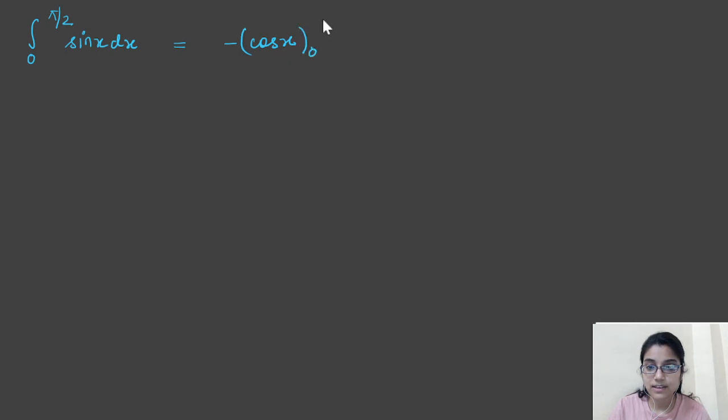So what is that question? If somebody asks you to find the integral from 0 to pi by 2 of sin x dx, you know very well what the answer is. On integrating you get minus cos x, then you apply the limit, and it is going to be cos pi by 2, which is 0, and cos 0, which is 1. So the answer is going to be 1.